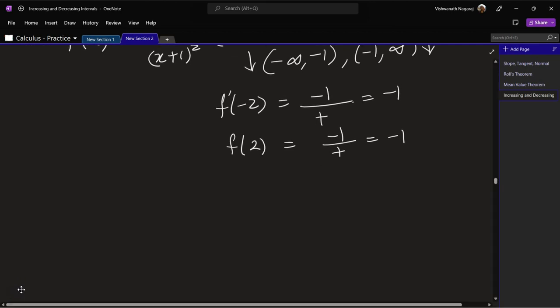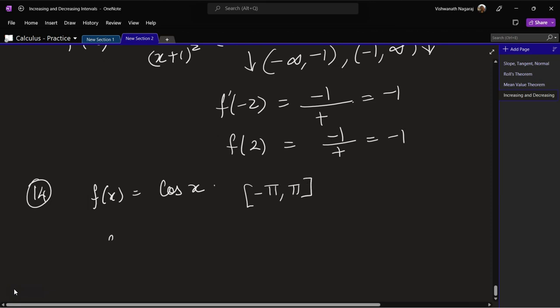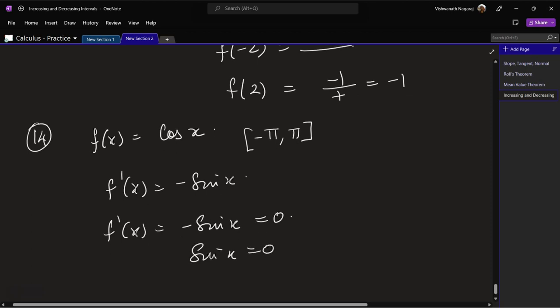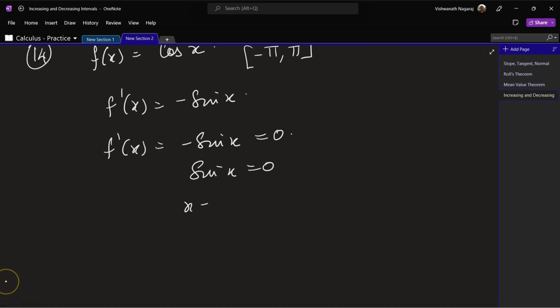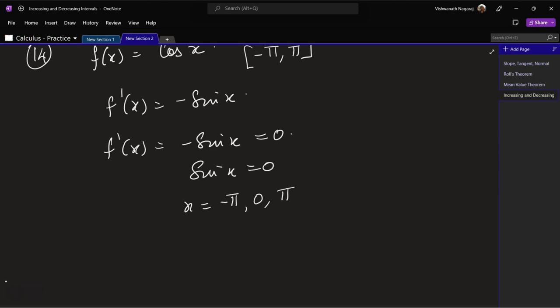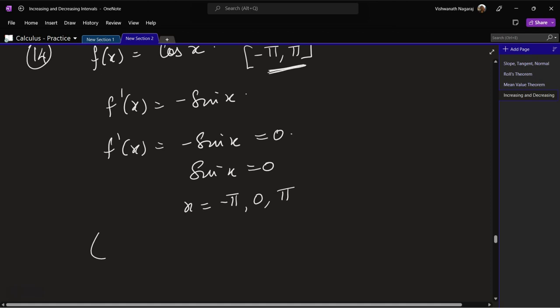Okay, now the 14th one. Let's look at f of x is equal to cos x, and since it is periodic, let's restrict the interval, so minus pi to pi. Okay, so f prime of x is equal to minus sine x, and equating it to 0, what do we get? Minus sine x equal to 0, which means sine x equal to 0, and which means x equal to what? X is 0 when it is 0, and when it is pi, which means it is also 0 at minus pi. So the intervals are, remember, we are restricted to minus pi to pi. So minus pi to 0, and from 0 to pi.